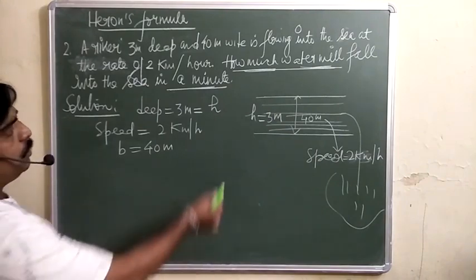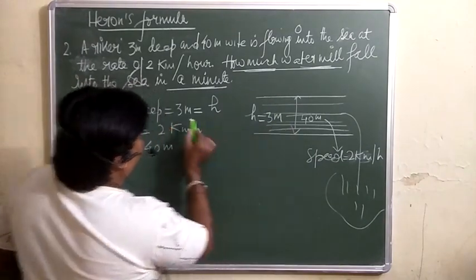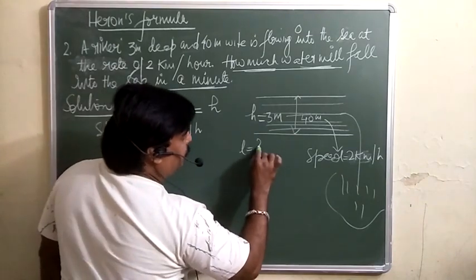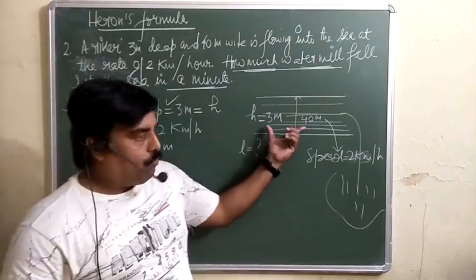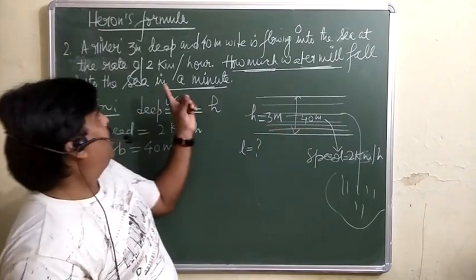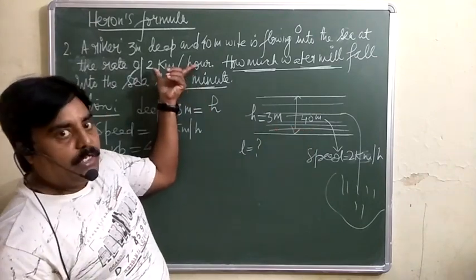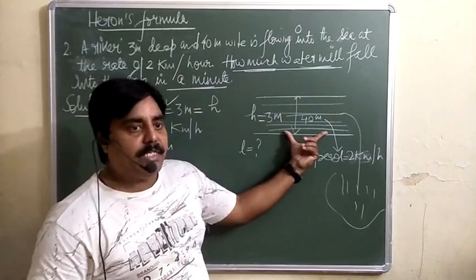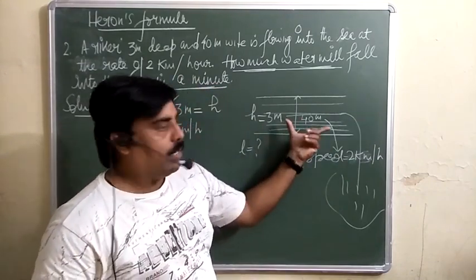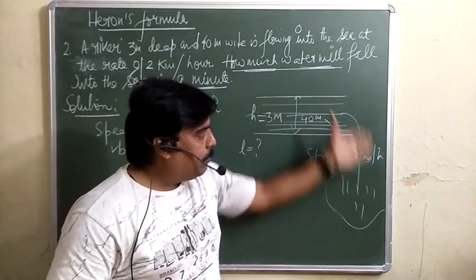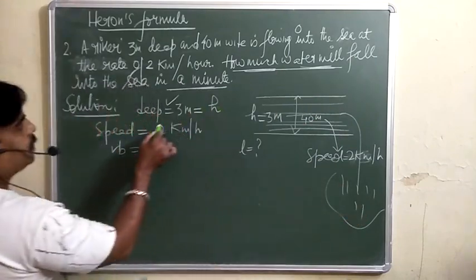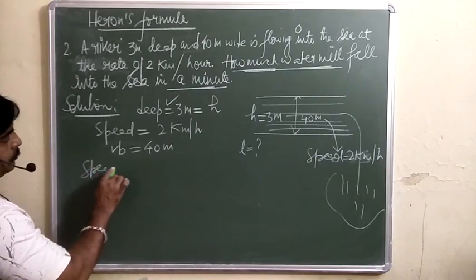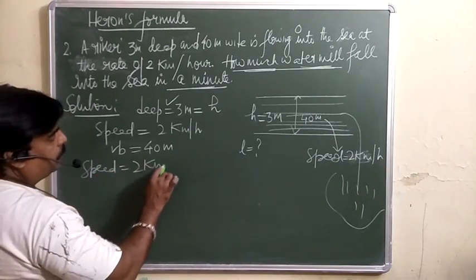See, look here now. So H you know, V you know. If we calculate L, it means how much distance the water will cover in 1 minute. With the help of the speed we can find how much water will flow in 1 minute. The water that flows in 1 minute will fall into the sea. So what is our speed? 2 kilometer per hour.